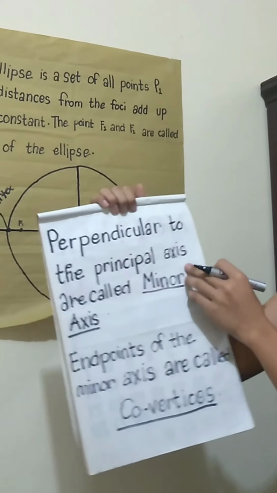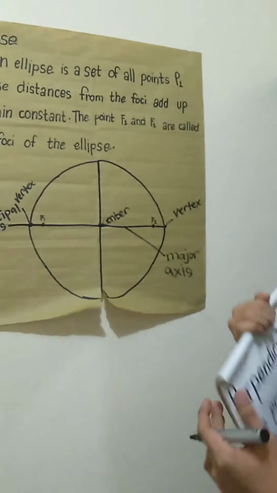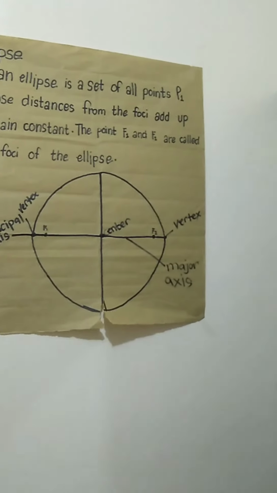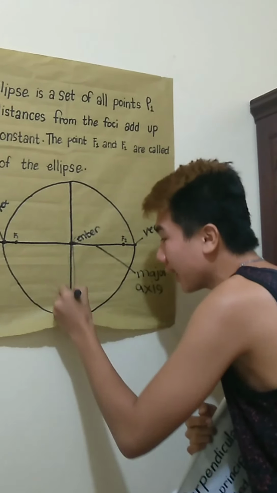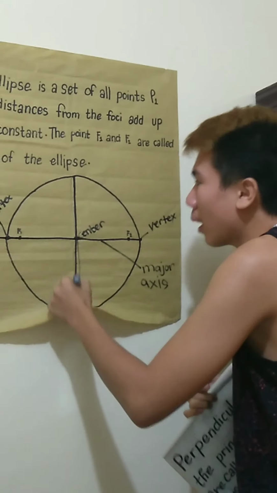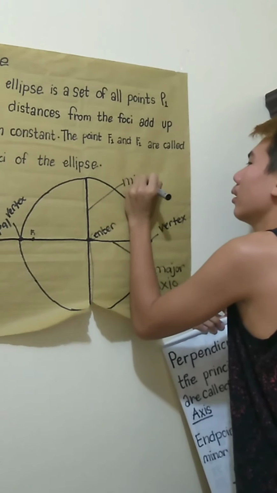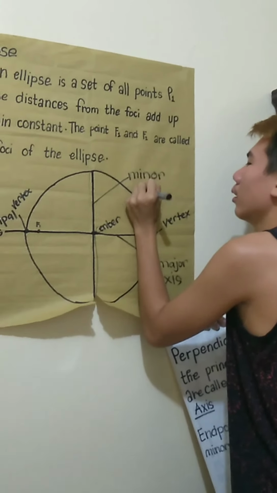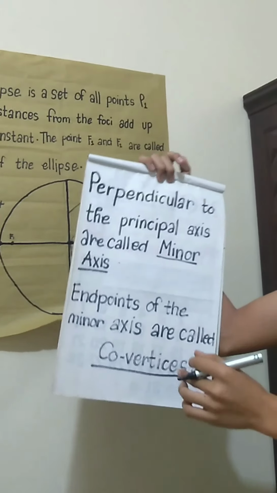Next, the line perpendicular to the principal axis is called the minor axis. So where is the line perpendicular to the principal axis? It is this vertical line. This is called the minor axis. There you go, the minor axis.